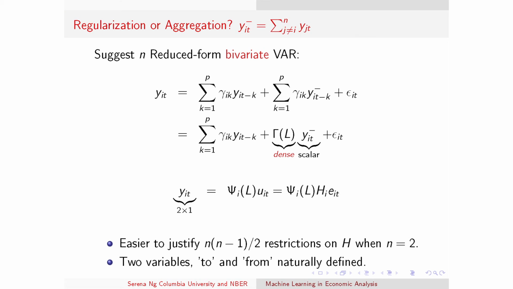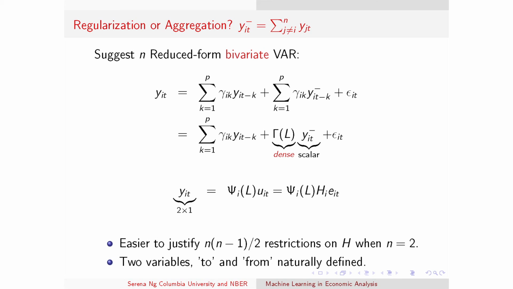What I show you next is, instead of doing regularization or doing the connectedness table from the residuals of this, why don't we aggregate before we do this regression, instead of doing the connectedness by aggregating the rows of this 96 by 96 matrix? For each variable i, I create a variable that excludes variable i. I call it every other bank. So I collect them, and now instead of doing one gigantic VAR, I do N pairwise VARs. Then my identification is simply on an H matrix that is 2 by 2.